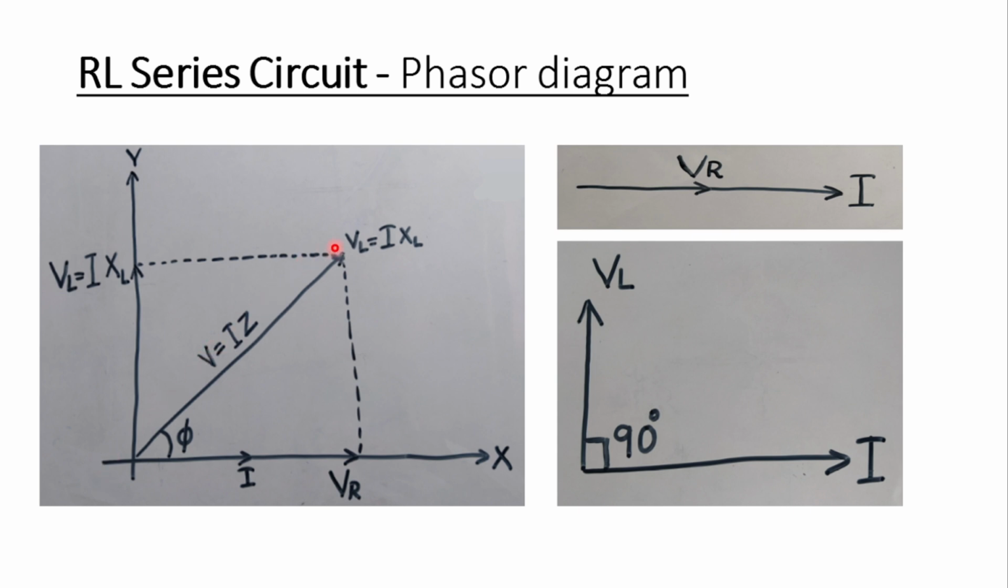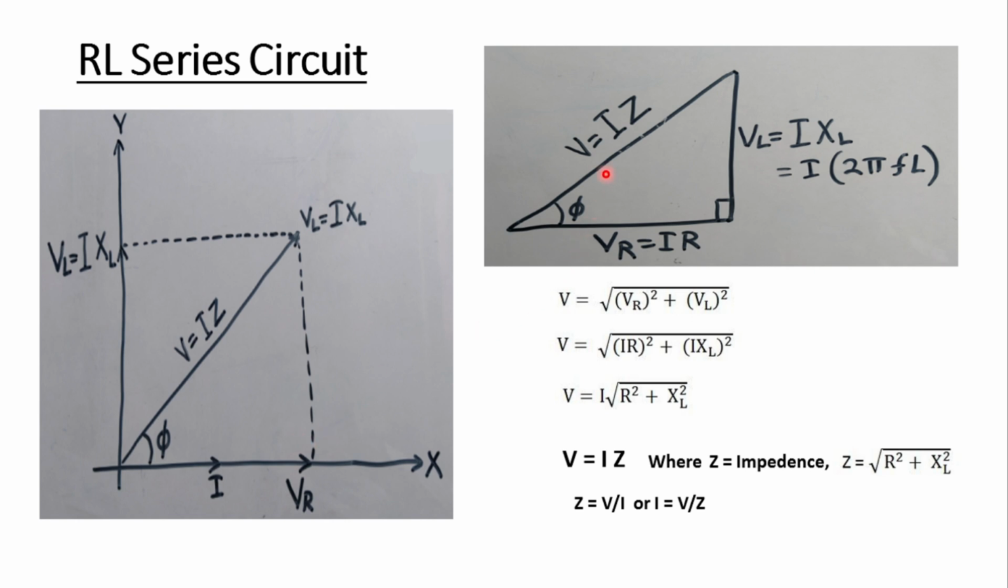Here V is equal to the product of I and Z, where Z is the impedance due to R and XL. There is a phase difference by angle phi, that is V leads VR by angle phi. This is the voltage triangle having sides VR, VL and V. From this voltage triangle of the RL circuit, we can write an equation by Pythagoras theorem: V is equal to square root of VR square plus VL square.